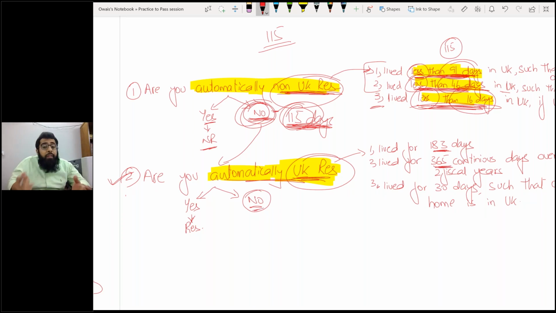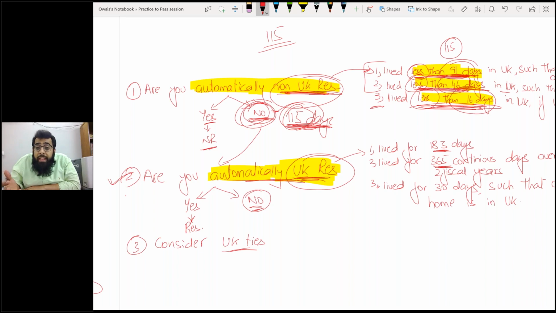He is not a non-UK resident also. Then who is he? Which category does he belong to? So we say, okay, now we will consider UK ties and we will look at which category most of his characteristics belong to.